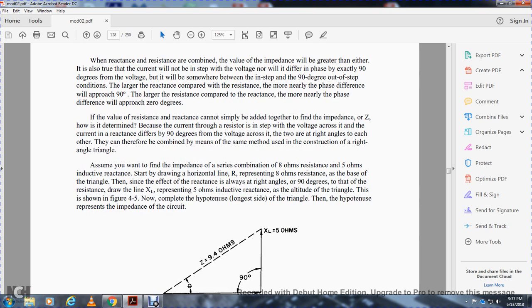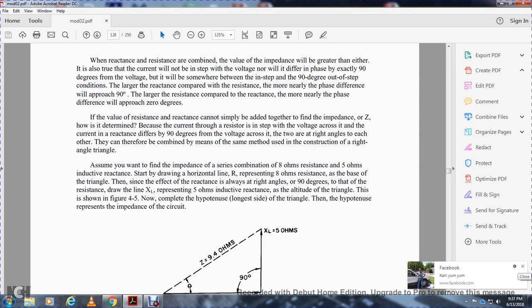The values of resistance and reactance cannot be simply added together to find impedance. Because the current in a resistor is in step with the voltage across it, while in a reactance it differs by 90 degrees from the voltage across it, the two are at right angles to each other. They are often combined by means of the same method of construction of a right triangle.